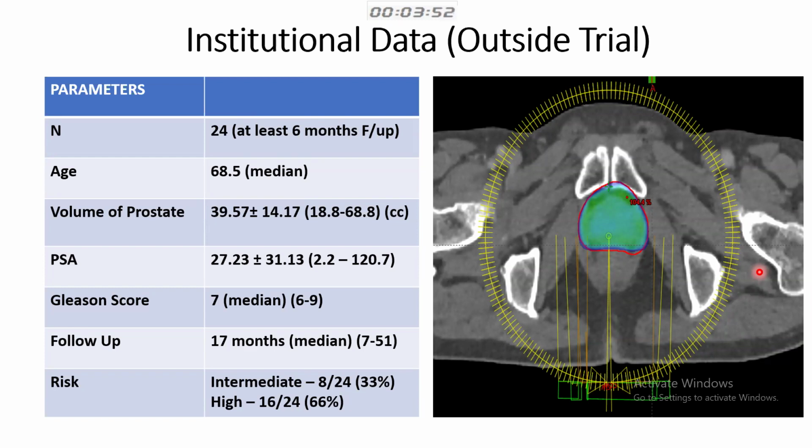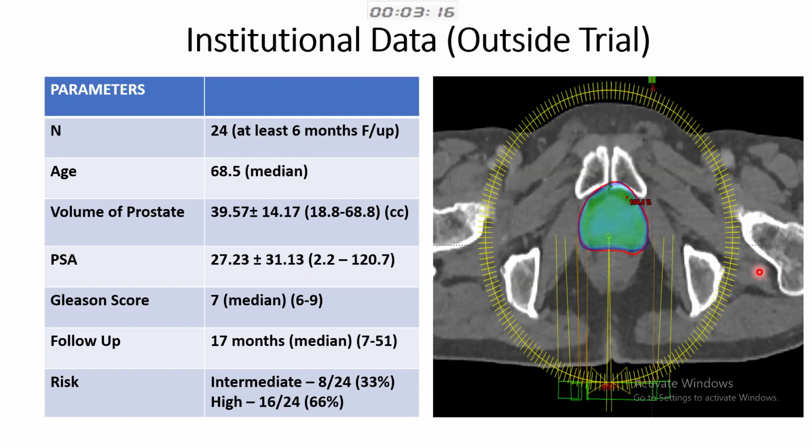Outside the trial setting, we have collected the data of around 24 patients, and all of them have completed at least 6 months of follow-up. So the toxicity data are available with us. The median age of the patients is around 68.5 years. The volume of prostate, we treat relatively larger prostate sizes at around 40 cc. The mean PSA at our center is around 27, and the Gleason score is 7.